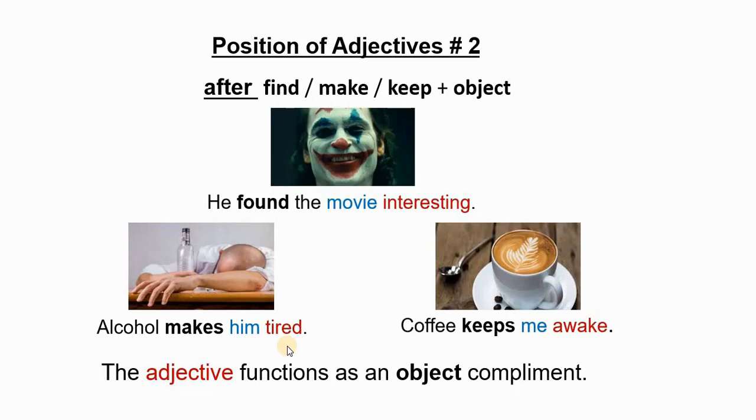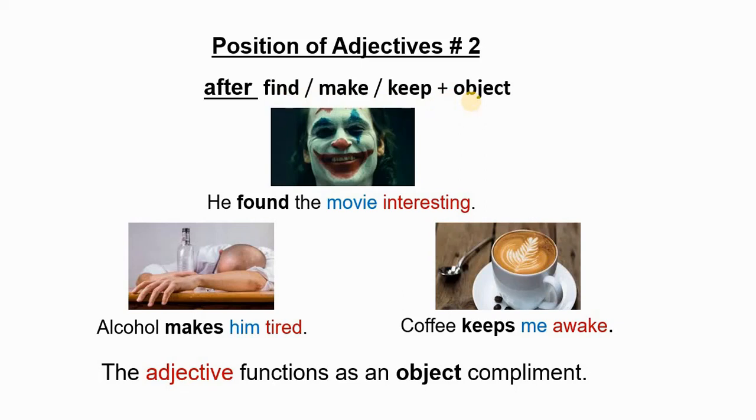Alright? Next. Coffee keeps me awake. So the adjective awake is describing the pronoun me. Again, this is the object of the sentence, me. So these three verbs, guys, find, make, keep, followed by an object, and the adjective is after.